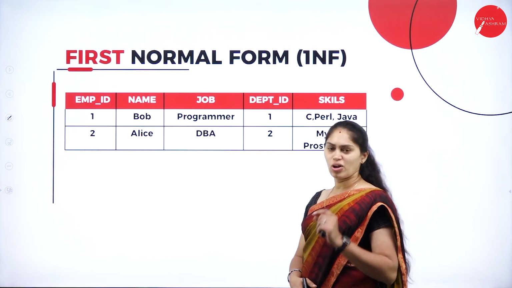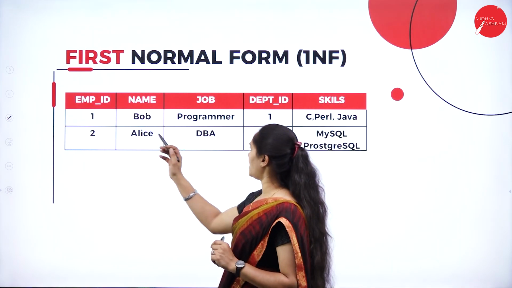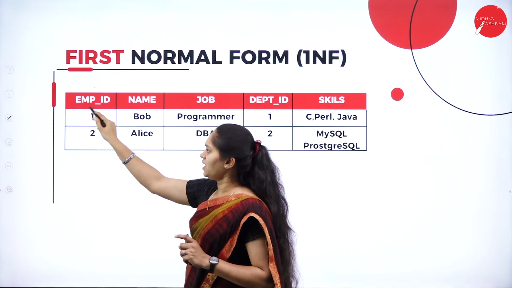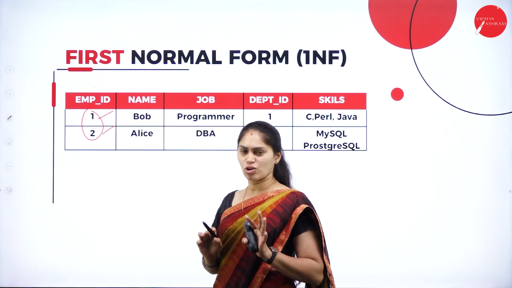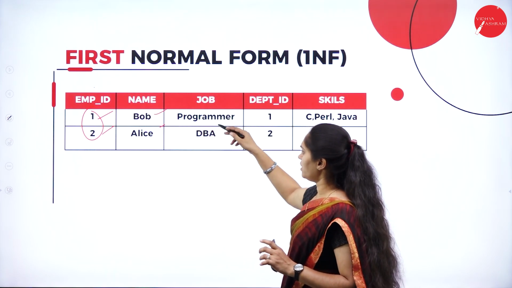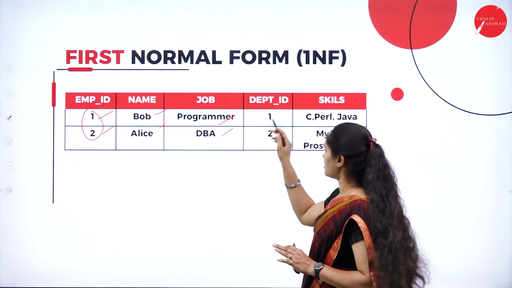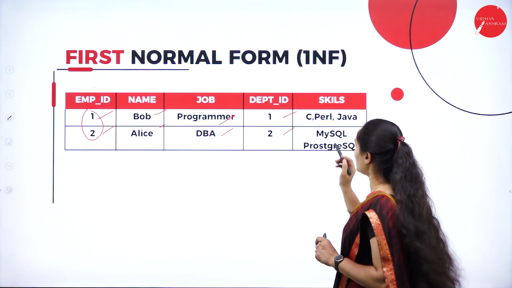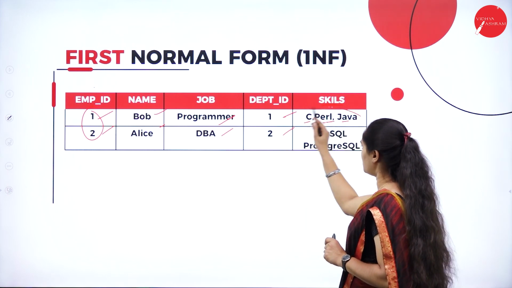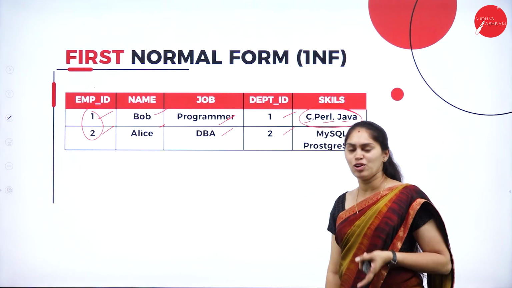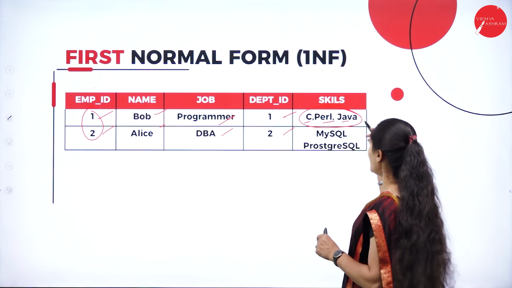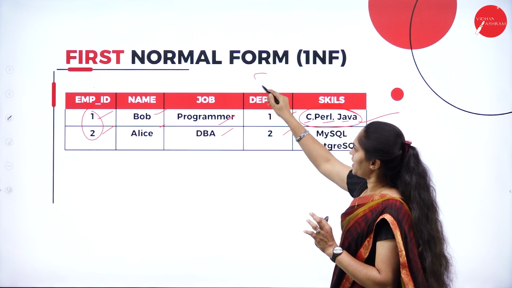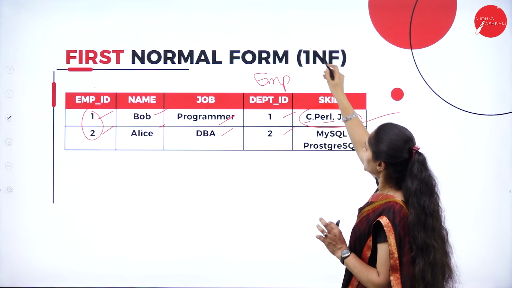We have an employee table. In that we have employee ID, name, job, department ID and skill. If you consider the employee ID, I have only one value, no problem. Then name is also okay, job programmer, database administrator, department ID 1 and 2. And if you consider the skill, here we have C, Perl, Java. That means this is multi-valued. We have more than one value for a single column. That means this table called employee is not in the first normal form.